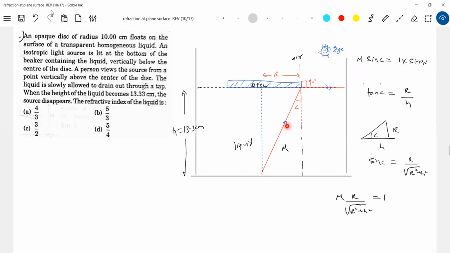Once the height of the liquid becomes less than or equal to this, the rays here will be incident at an angle of incidence equal to the critical angle. So the ray will undergo grazing emergence. Because of that, the rays will not enter the eye and the person is unable to see the bottom.